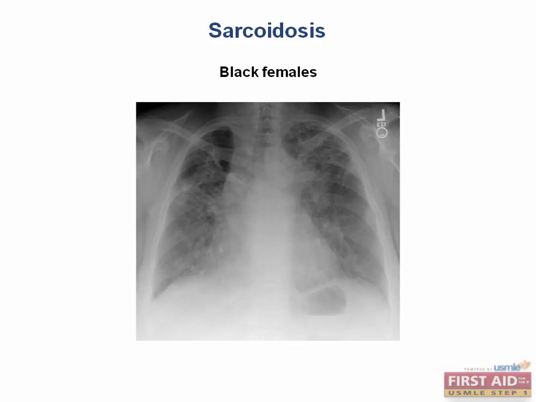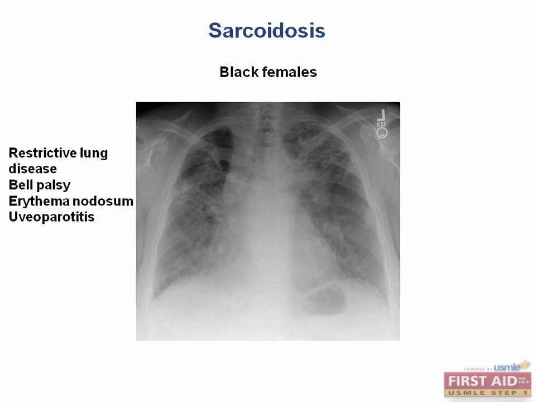Now, what is the most important presenting symptom? You guessed it, restrictive lung disease, and the chest x-ray will classically show bilateral hilar lymphadenopathy or reticular opacities. Aside from this, other signs include Bell's palsy, erythema nodosum, and uveitis.